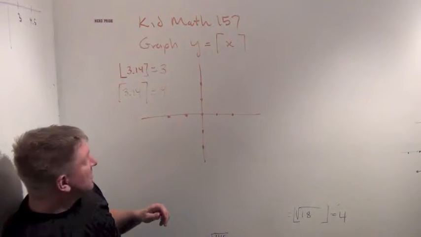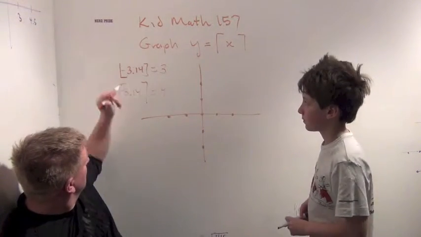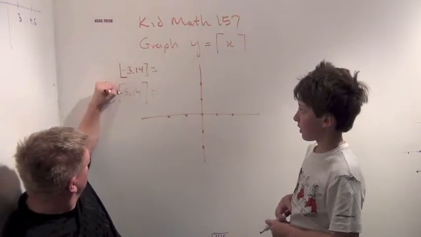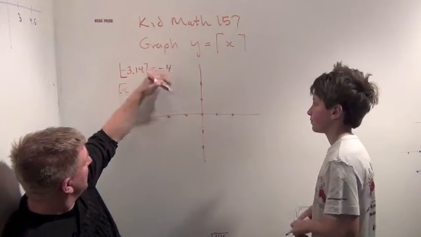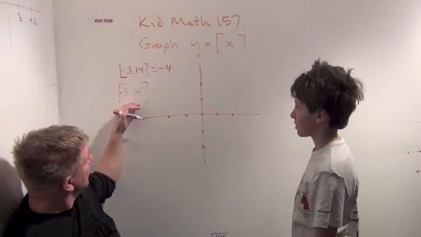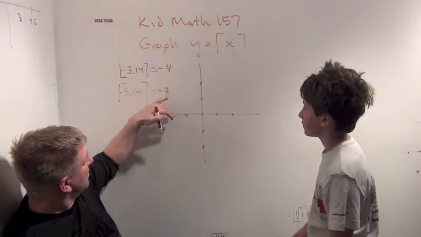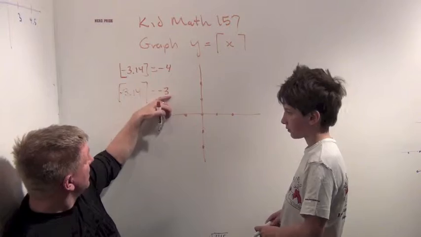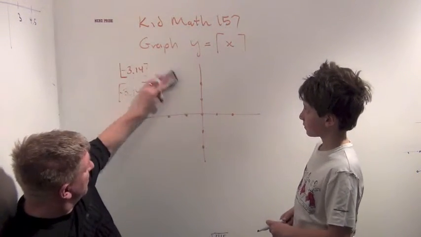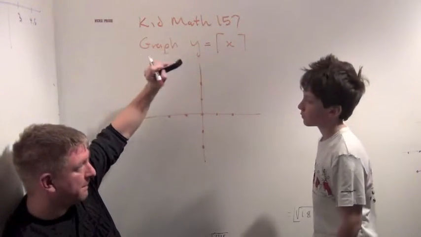The only time it gets tricky is a little bit on the negative numbers. Like what is floor of minus 3.14? It's minus 4, because you round down. Now how about ceiling of minus 3.14? It's minus 3, because minus 3 is bigger than minus 3.14. So during our time today we graphed floor.